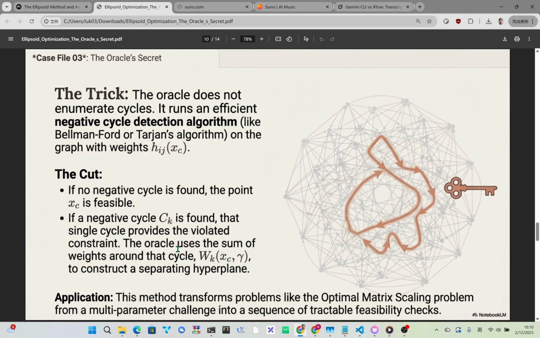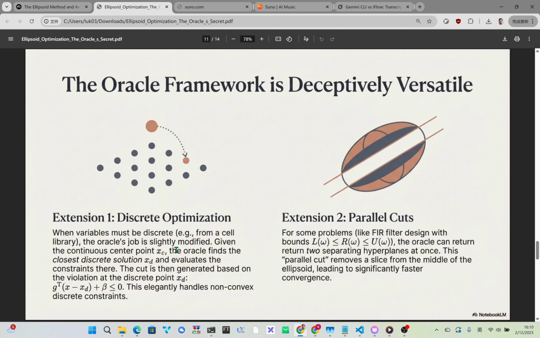For instance, into discrete optimization, where your variables have to be integers. Think scheduling problems, or where to put a new facility. How does it generate a continuous cut based on a discrete rule being broken? It's a neat two-step process. The Oracle looks at the current continuous center point, x_c. If that point is infeasible, the Oracle then finds the closest discrete solution, which we can call x_d. So the nearest integer assignment.